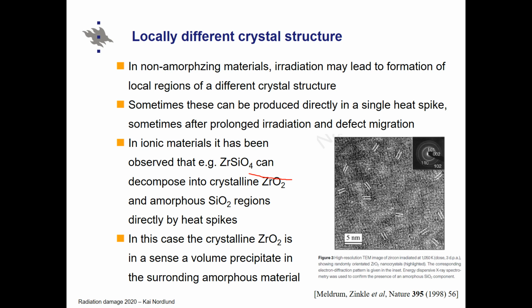So here you see these white lines show the region of the crystalline ZrO2 nanocrystals, and in between you have the amorphous silica matrix. So in a sense, this crystalline zirconium dioxide is a volume precipitate in a surrounding amorphous material. And this work was actually quite important because the explanation for the formation of these is that they are formed in heat spikes directly. So this is scientifically a very interesting result.